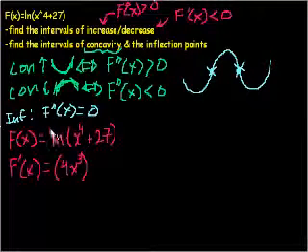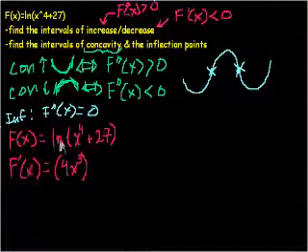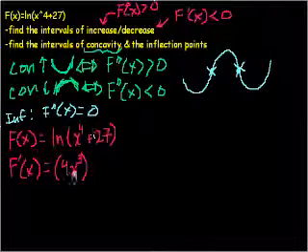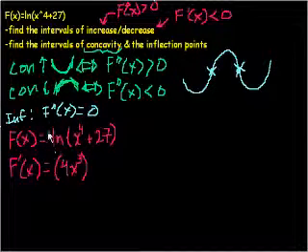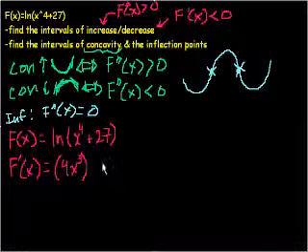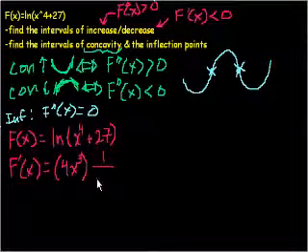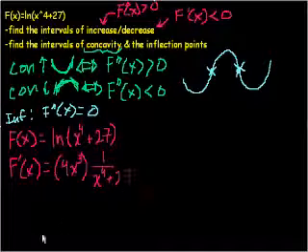Times the derivative of ln of this with respect to this whole thing. So what's the derivative of ln of x? It's 1 over x, right? So the derivative of ln of this whole thing with respect to this whole thing is going to be equal to 1 over x to the fourth plus 27.